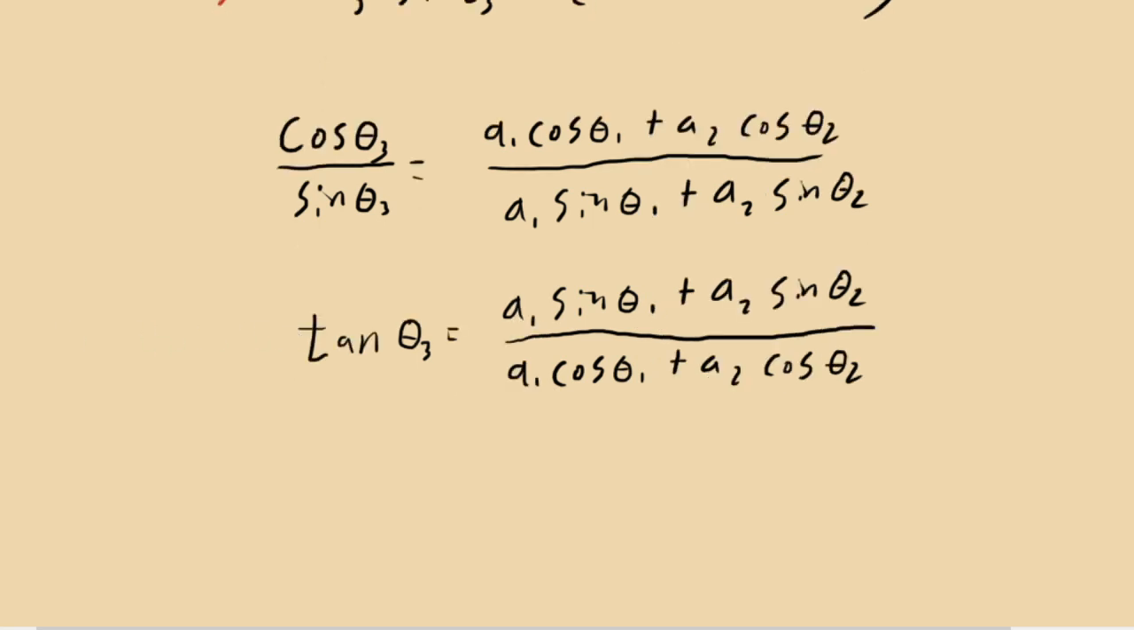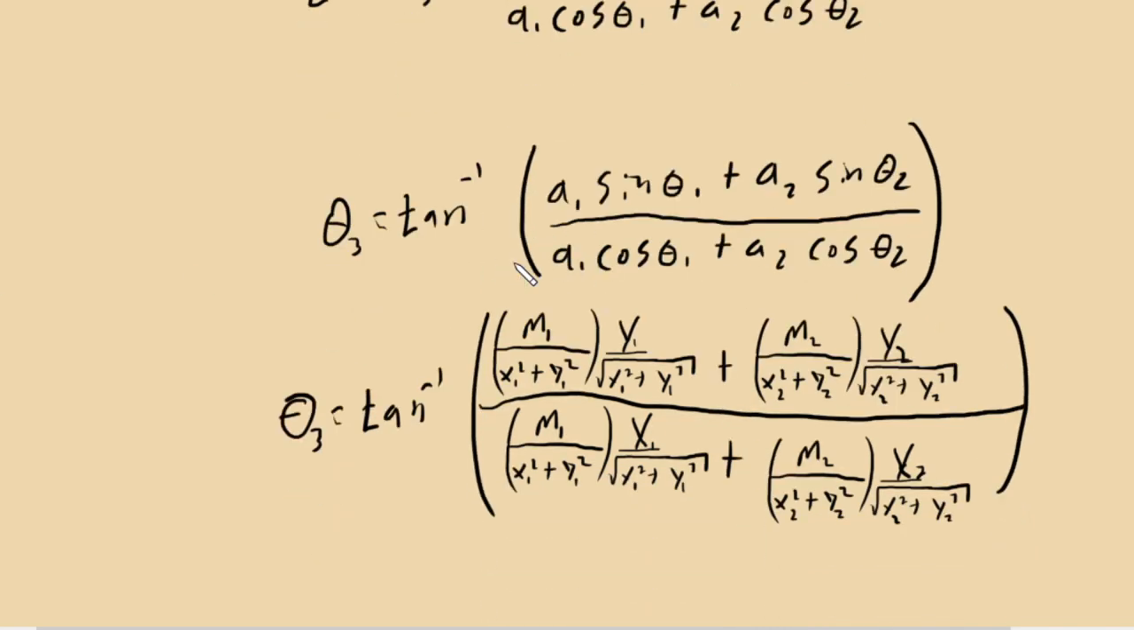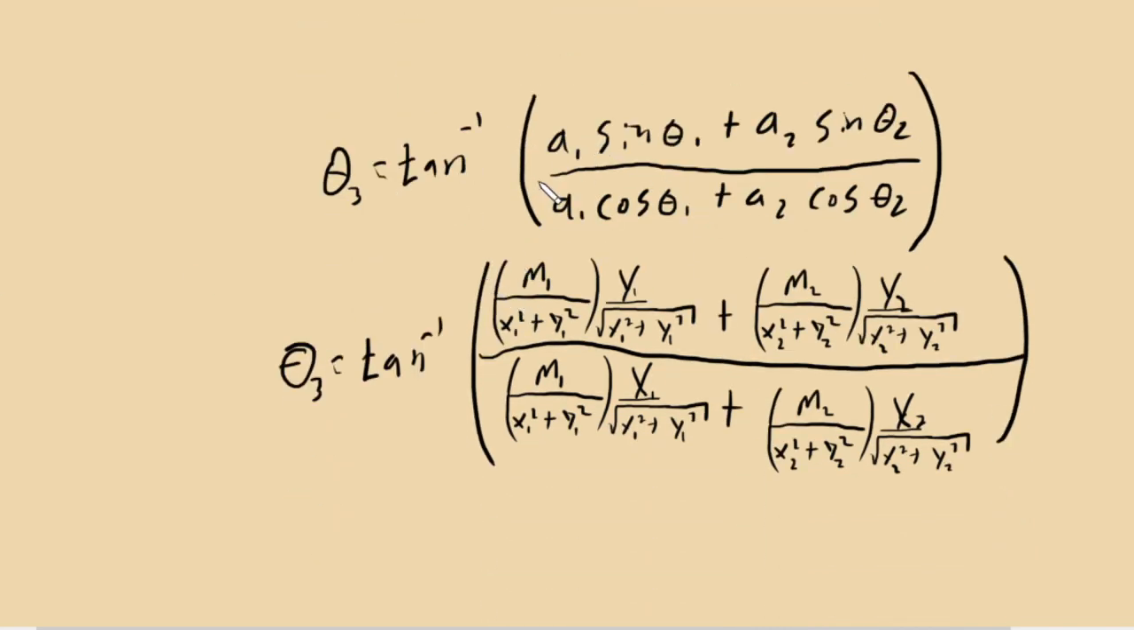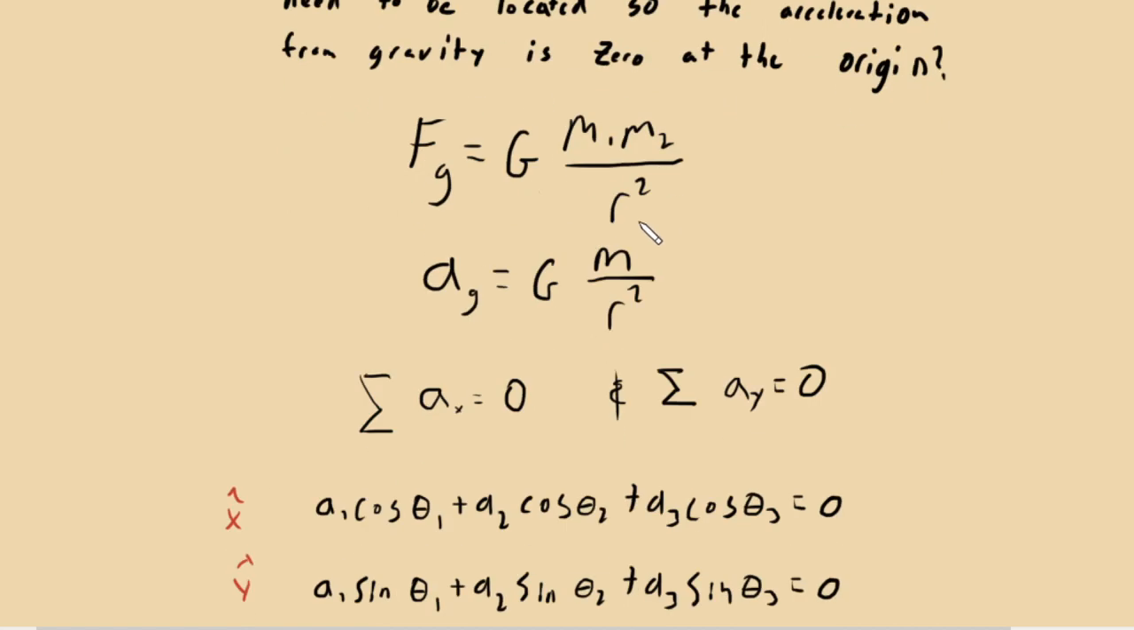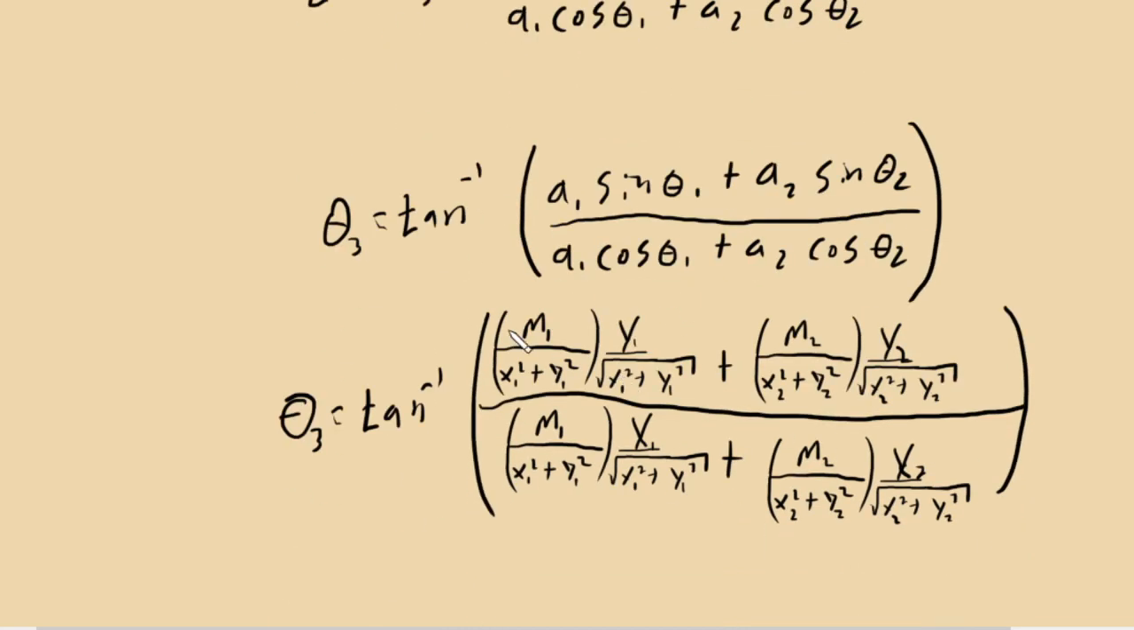Okay, so at this point it should be clear. To find angle 3, all we need to do is take the inverse tangent of both sides, and then we need to plug everything in. We represented our acceleration as just a1 and sine of theta 1, but we're not told both of these. What we do know, from this relationship here, is that our acceleration is just going to be big G m over r squared, so our mass divided by our radius squared. So we'll substitute that.